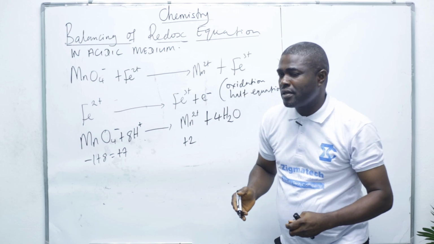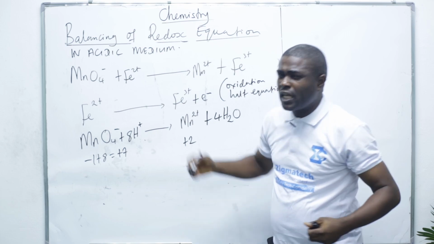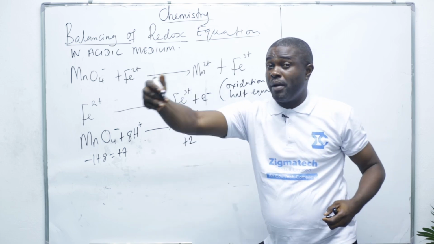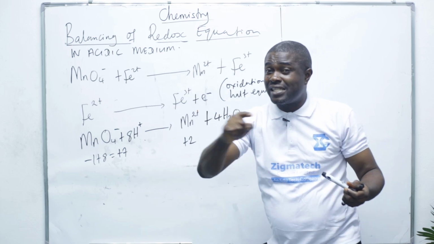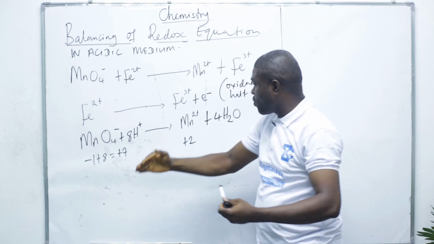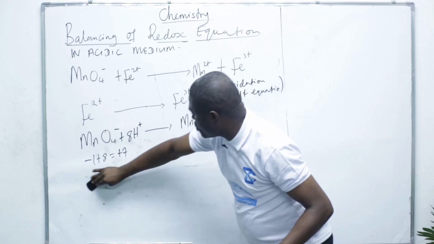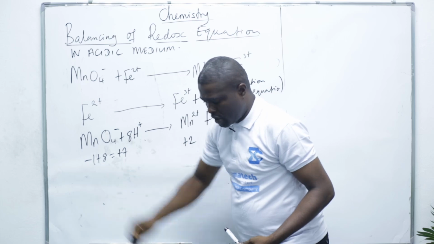How do you balance it? Based on our previous lessons, you balance by introducing an electron to where you have a higher number. That electron carries negative charge and will draw that number down, so that it becomes equal to this side. Now my question is, how many electrons do you think I'm going to place this side?